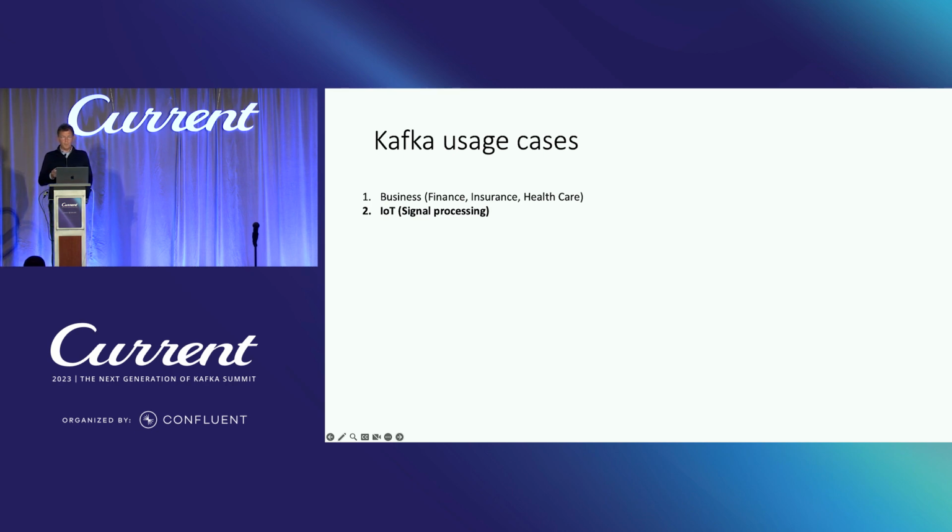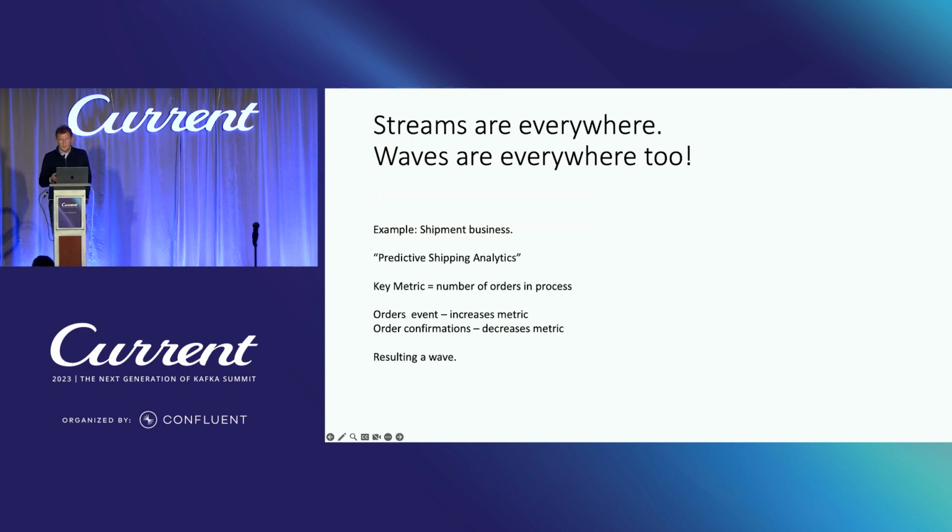So if we look generally at the usage of Kafka, there are two main classes, right? It's business, like finance, insurance, healthcare, and Internet of Things, where we presume there is some signal processing, like a sensor which takes some measurement and provides you a wave signal. And we also know this motto that streams are everywhere. But what if we can say that waves are also everywhere?